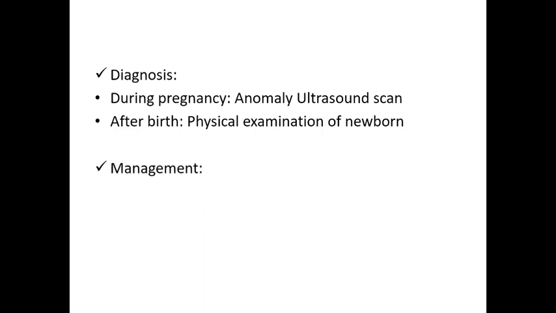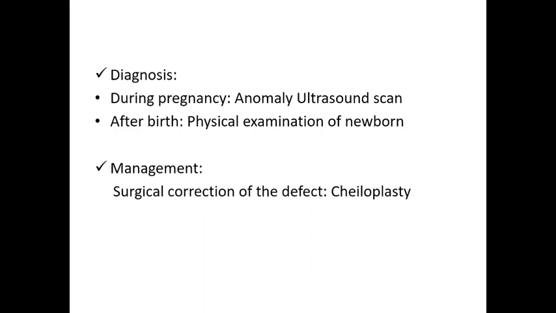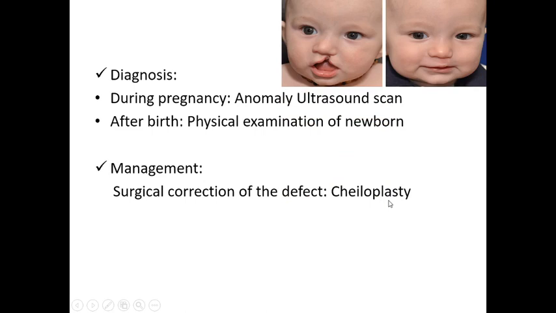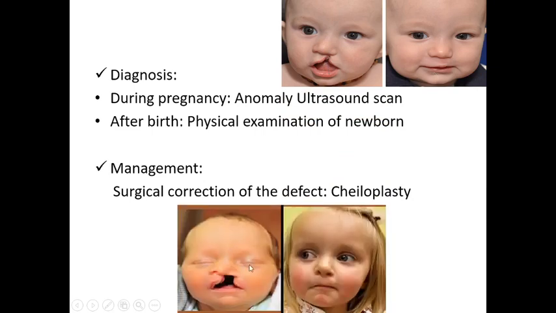So how can you manage that? Management is by surgery. This surgical correction of cleft lip is called cheiloplasty. By doing a cheiloplasty, you can correct the condition. Here you can see this is before surgery with the cleft lip defect, and this is after the surgery. This is another example, before and after. So the surgery is called cheiloplasty.